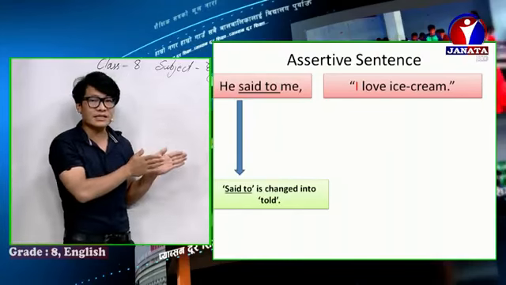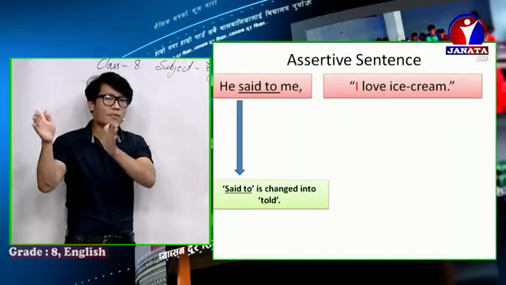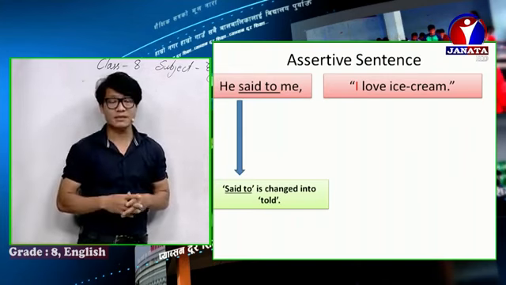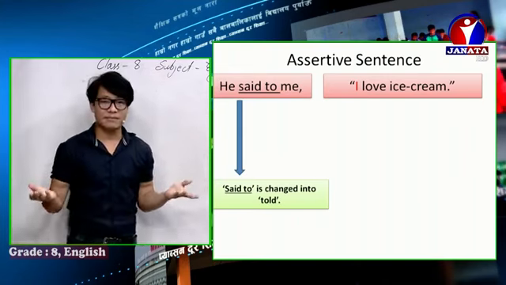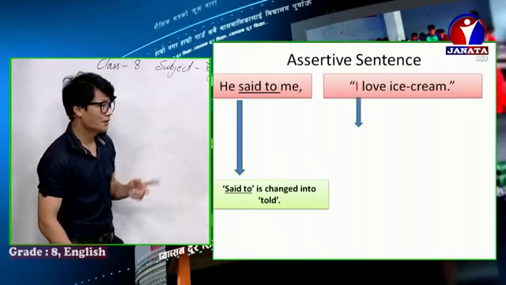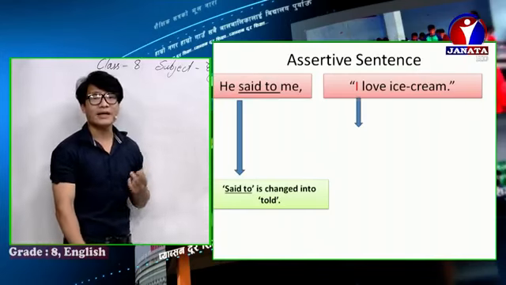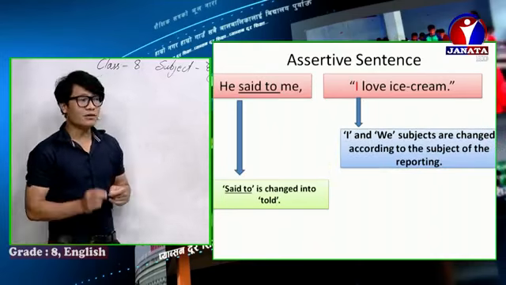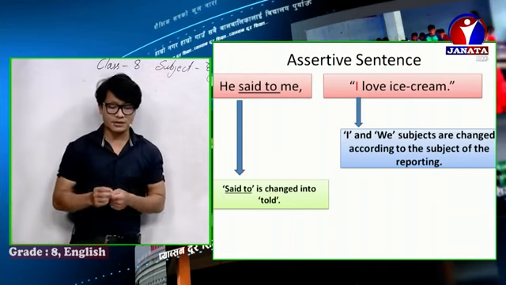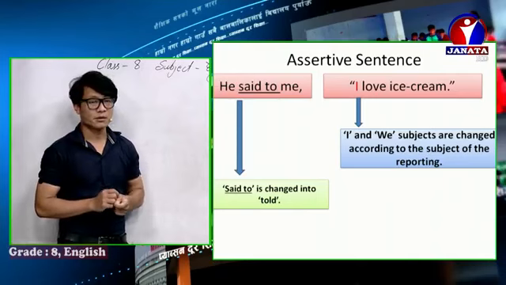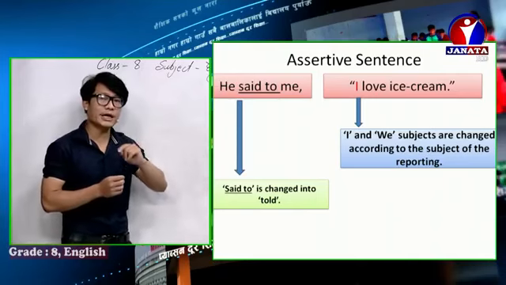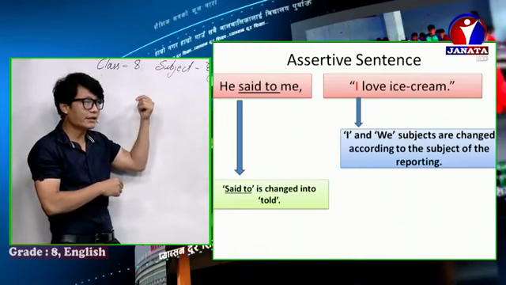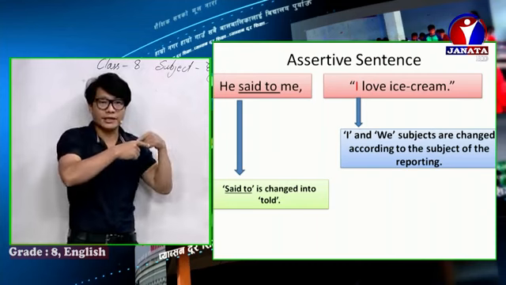Said to is in simple past. If the reporting verb is in simple past, then the tense of reported speech should be changed. I love ice cream. This is simple present. Simple present should be changed into simple past. Now let's see here. First of all, remember, I is a subject. And we had learned that I and we subjects are changed according to the subject of reporting. So I should be changed according to the subject of reporting. And what is the subject of reporting? He. So I should be changed into he.